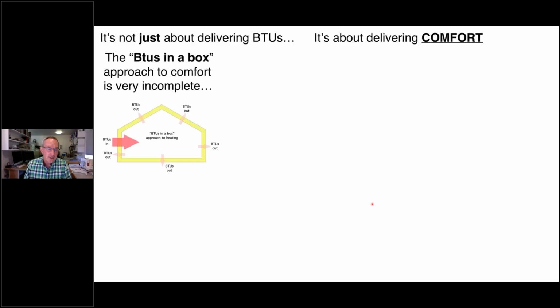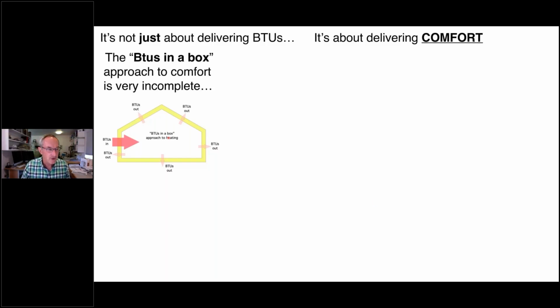And when we're talking about HVAC systems, and in particular hydronics, I always like to start off with this: one of the selling points for hydronic systems for decades, when done correctly, is that it delivers unsurpassed comfort. And comfort is different than just supplying BTUs into a space. So I have this concept I call BTUs in a box.